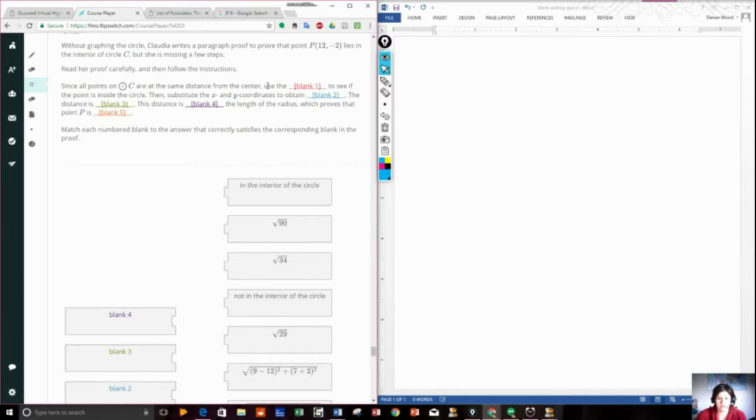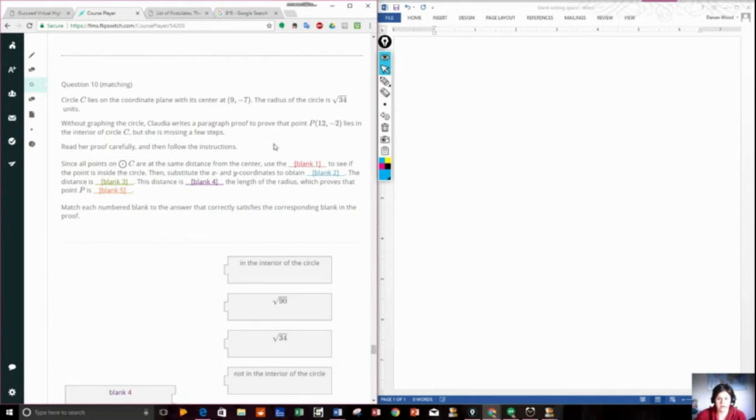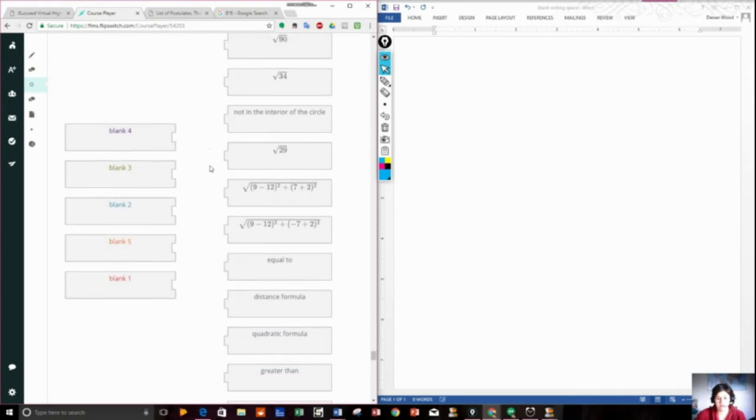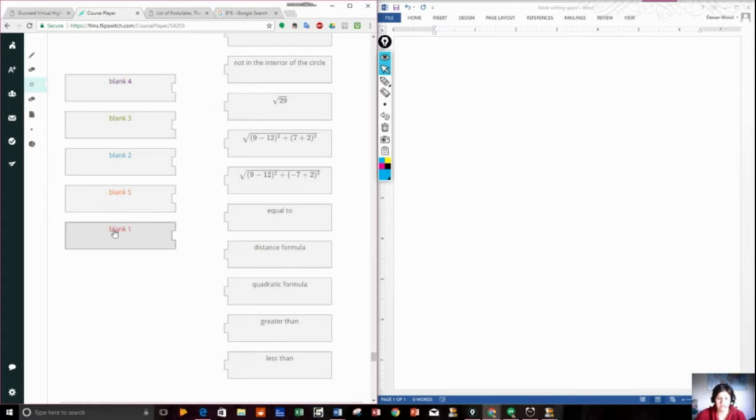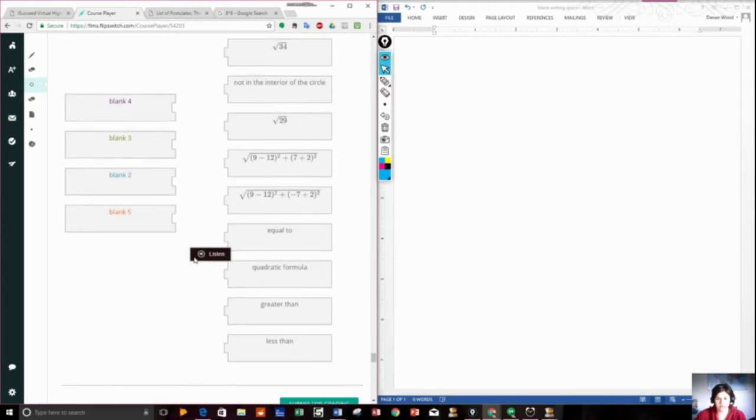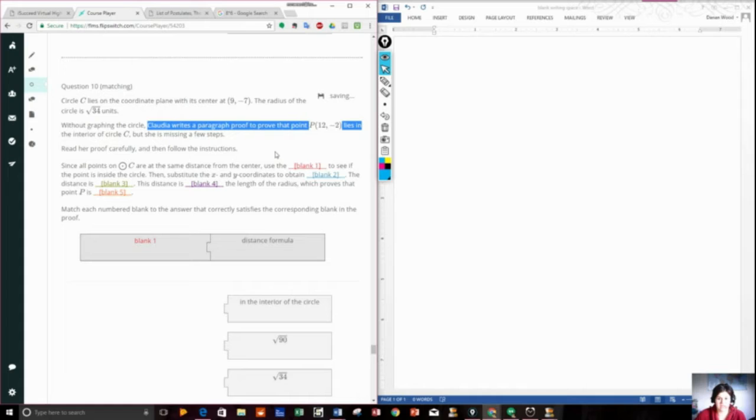Claudia writes a paragraph proof to prove that point (12, -2), so is blank 1 the distance formula? Since we would use the distance formula in order to find the distance to determine if that point is inside the circle.